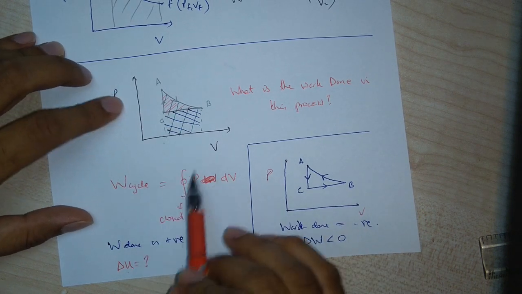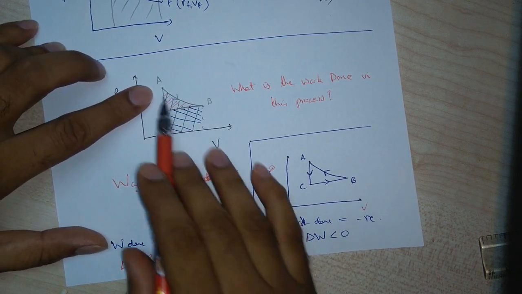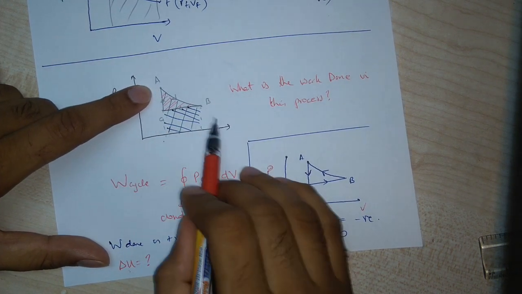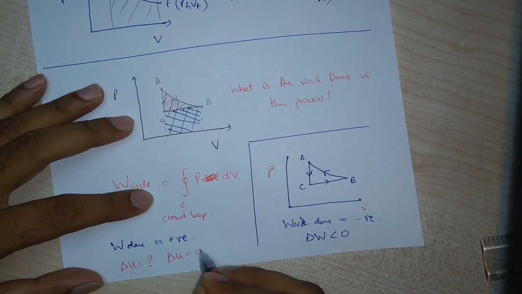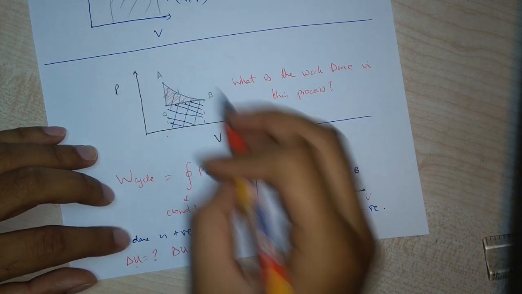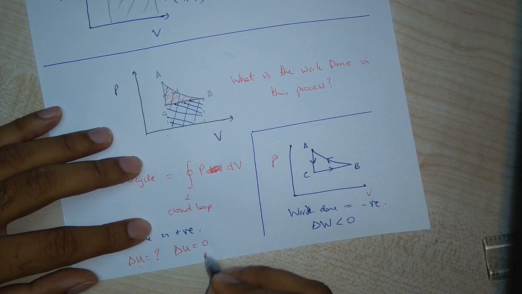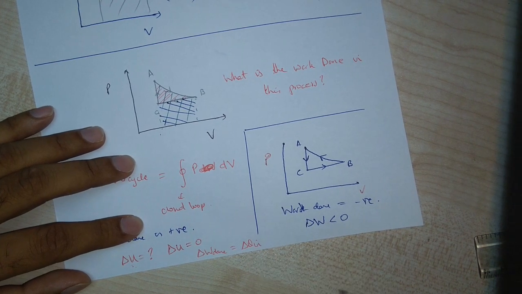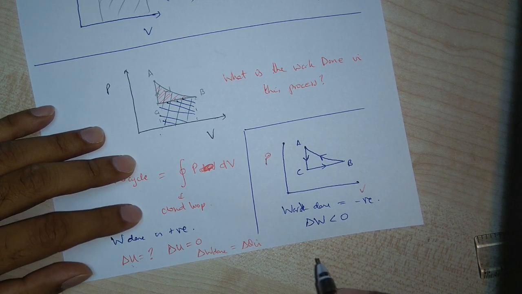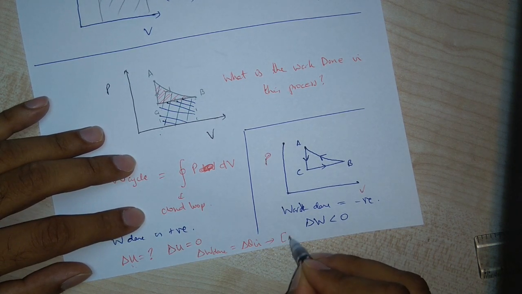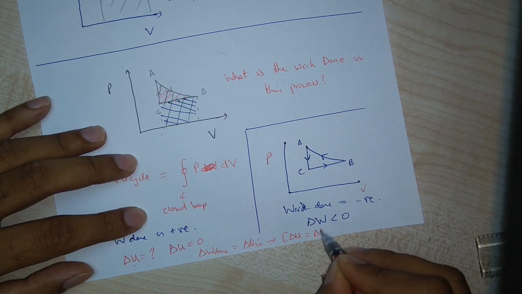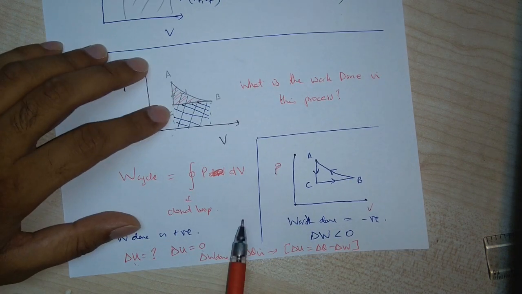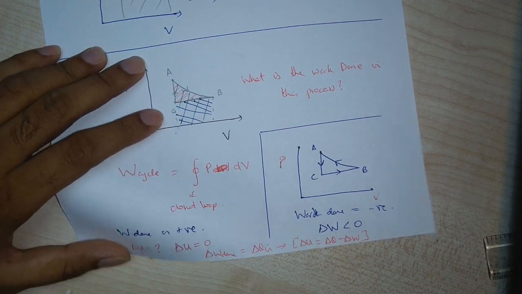Now in this cycle A, B, C, A, you are back at the same point. So what is your change in internal energy? Since you are back at the same point, your change in internal energy must be equal to zero. So whatever work you have done in this case will be equal to the heat that was supplied to the system. This we get from the first law of thermodynamics, that is delta U equals delta Q minus delta W. Since the change in internal energy is zero, whatever work you have done in this process is nothing but the heat that you have supplied to the gas.